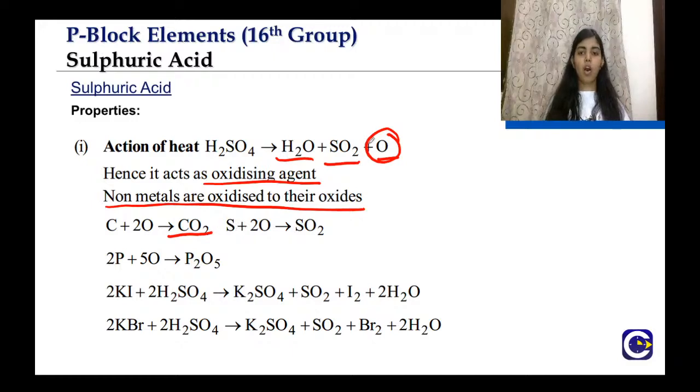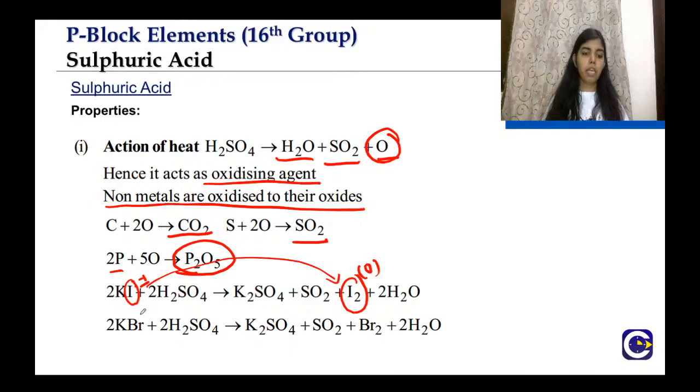Then sulfur on reaction with this nascent oxygen will give you SO2. Then phosphorus will give you its corresponding oxide P2O5. Now, if you treat KI with H2SO4, here I is in -1 oxidation state. Here I2 is in 0 oxidation state. So, oxidation of I has taken place. Br is Br negative here and Br2 here. So, Br2 is basically 0 oxidation state. So, -1 to 0, that means bromine is being oxidized here.